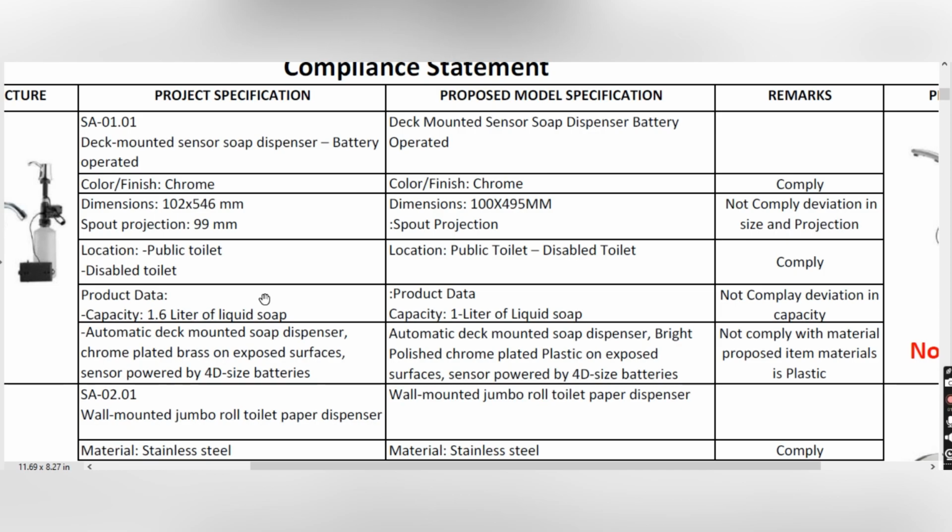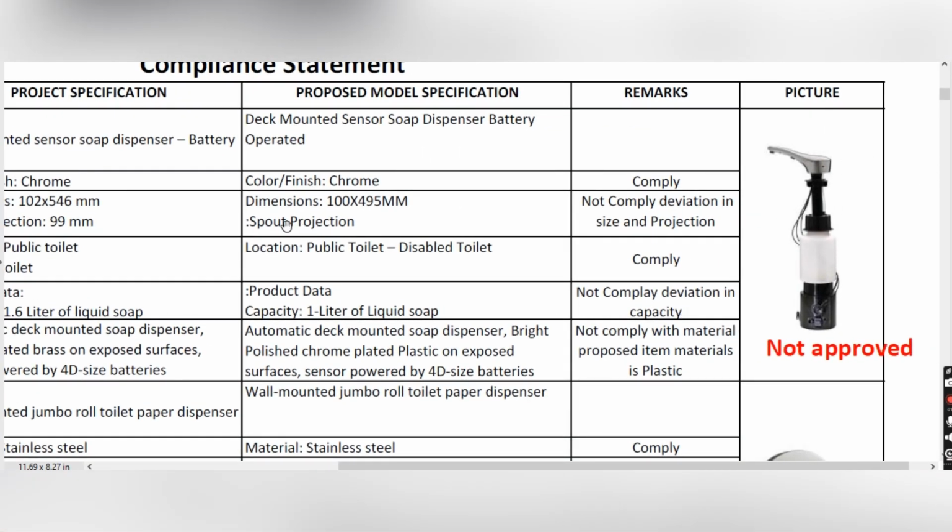When you submit your project specification to the supplier, he will make the compliance statement or compliance sheet for you, and he will cross-check all the specs with their proposed model specification. If it complies, they will write comply. If not, they will say not comply, deviation in size and projection. So this is not approved. This is the compliance sheet or compliance statement for the material.